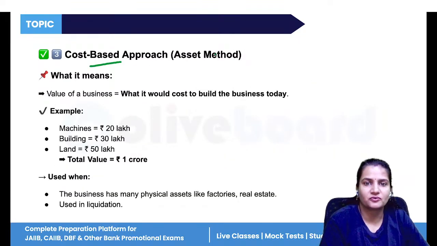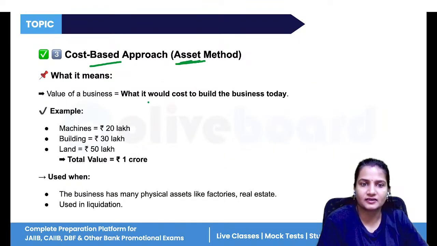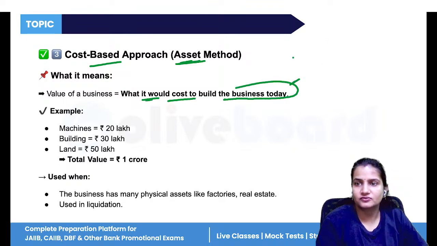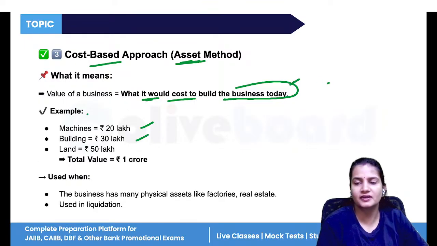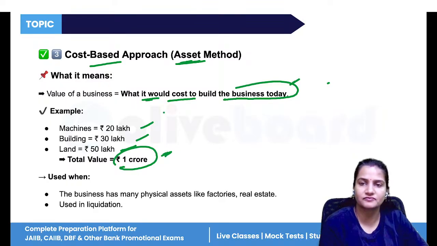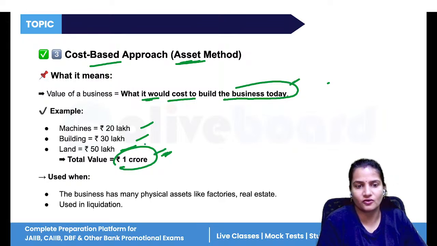Now, cost-based approach is what? That is the asset method. That is what it would cost to build the business today. So I take all your assets, what is the value of the assets in the market? How much will it cost to build your business today with the use of the substitution method? Like machines, you have 20 lakh. Building, the value is 30 lakh. Land is 50 lakh. Now total value is 1 crore. So this is the actual value which I will give you while purchasing your company.